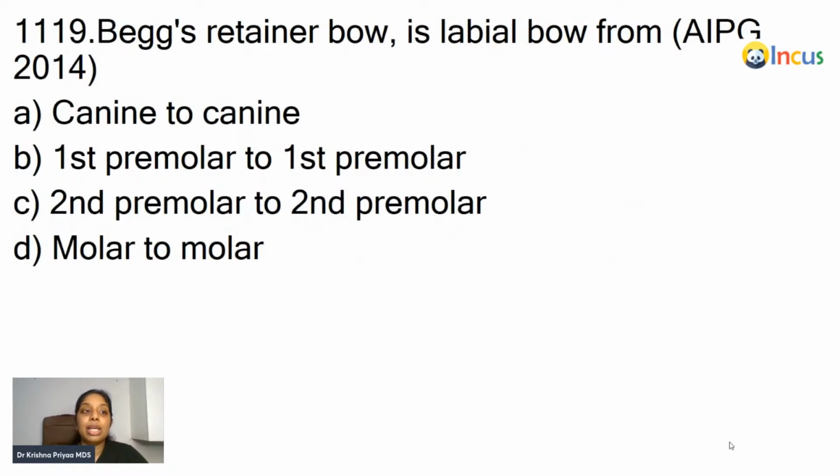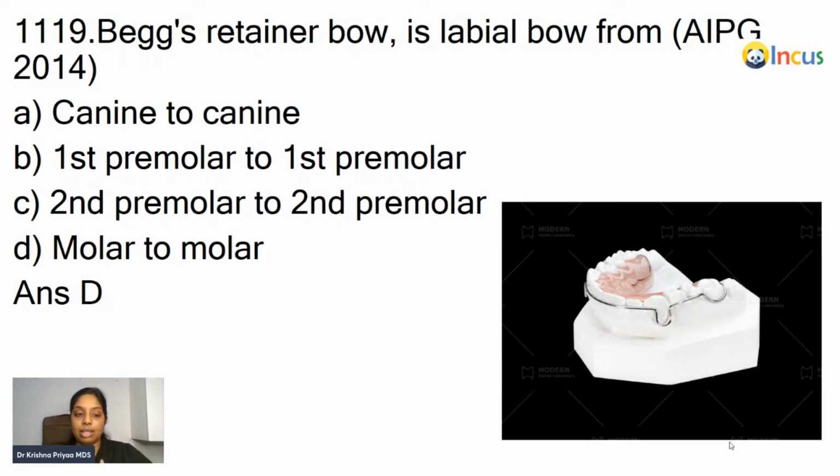Retainer bow is labial bow from... So as we discussed about Hawley's retainer, the labial bow was given to prevent the proclination, right? It is extended from only canine to canine. But Beck's retainer bow is extended beyond that, from molar to molar. So you have to find the difference between Hawley's and Beck's. So Beck's retainer bow is from molar to molar.